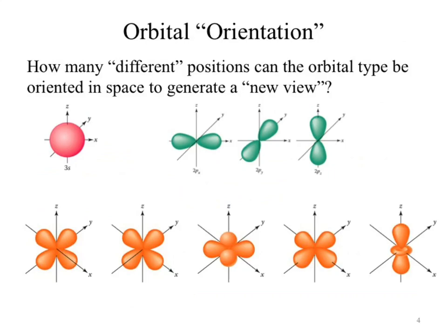Orbital orientations. What do you need to know? How many orientations are there for an S orbital? 1. For a P orbital, 3. For a D orbital, 5. You don't necessarily need to know how they look, but for the most part, you got that out of the shapes. I could be mean and on the test give you this image and ask which orbital type it classifies to.